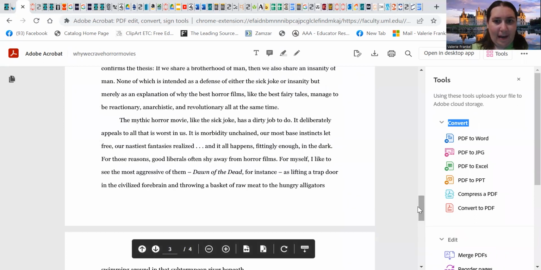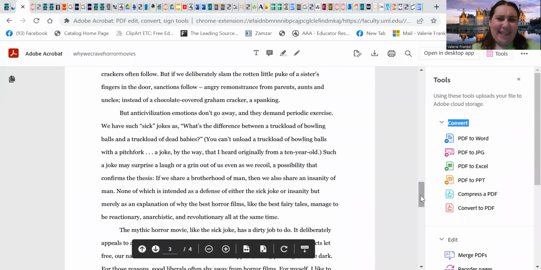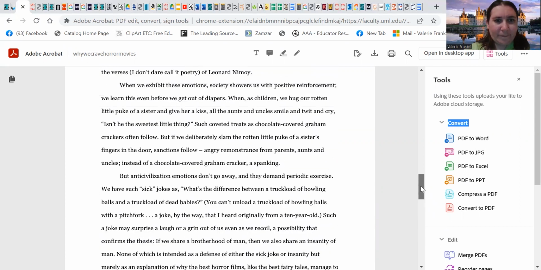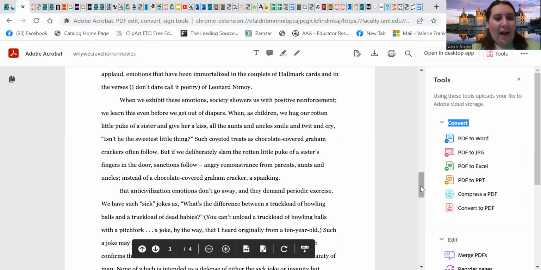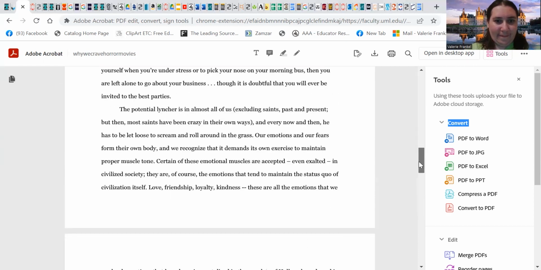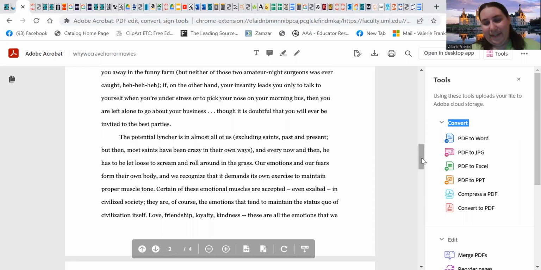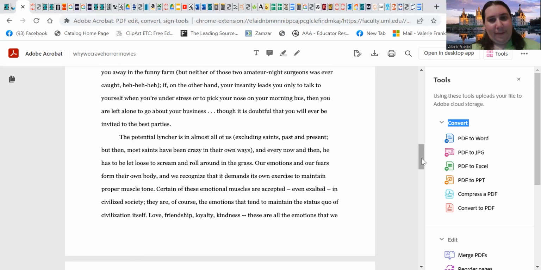examples about, again, it's so okay to make dead baby jokes. It's not okay to slam your sister's fingers in the door. We get punished for doing that. It's not okay to attack people, but it is okay to watch fictional people being attacked. Lots of examples. Again, one big cause, one big effect.